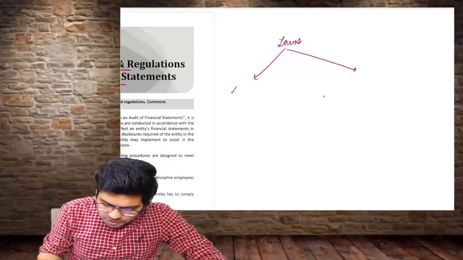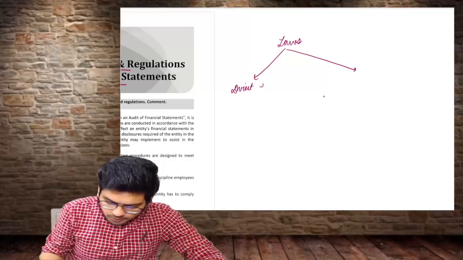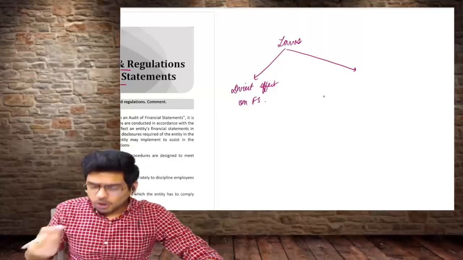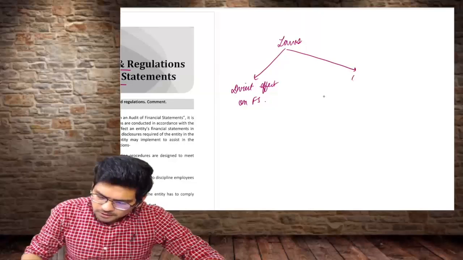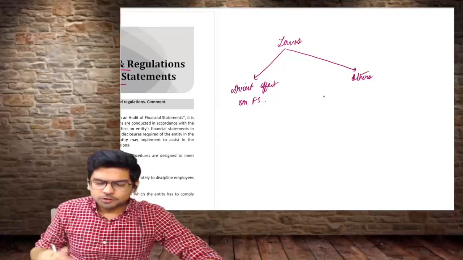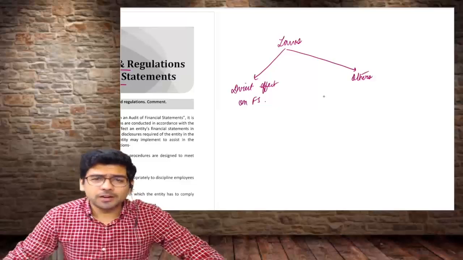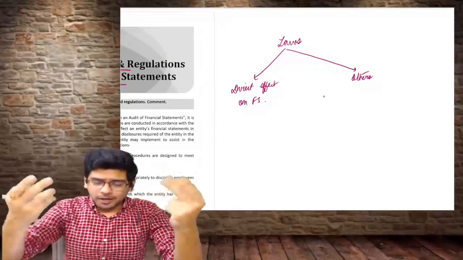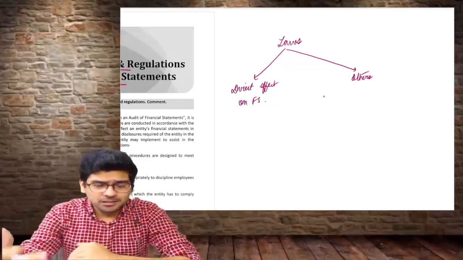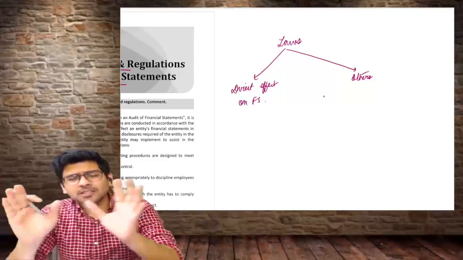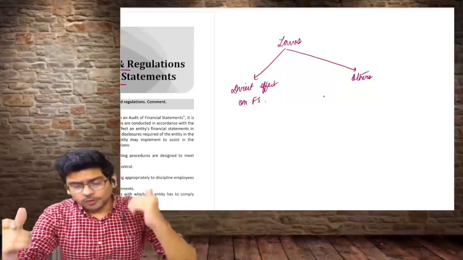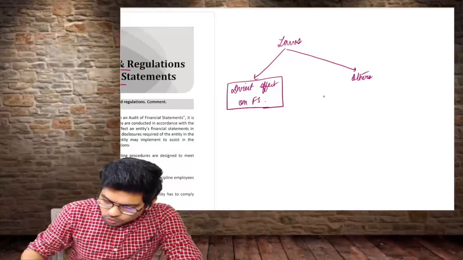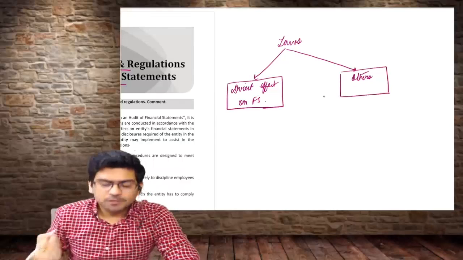One, a particular law which has a direct effect on financial statements. Or others which do not have a direct impact on the financial statements. So I'm dividing law for the purpose of the standard into two categories: one which directly affects the financial statements, and the other which doesn't affect the financial statements as such directly. Let's understand first these two types of laws, and accordingly we'll be able to proceed with the standard.